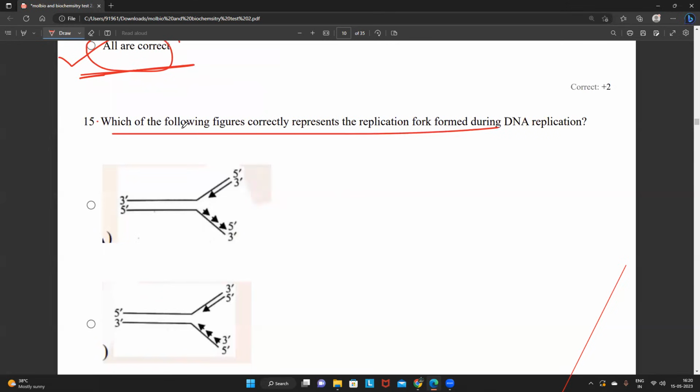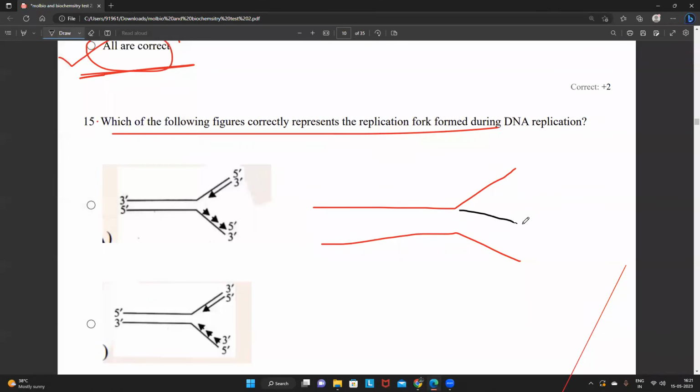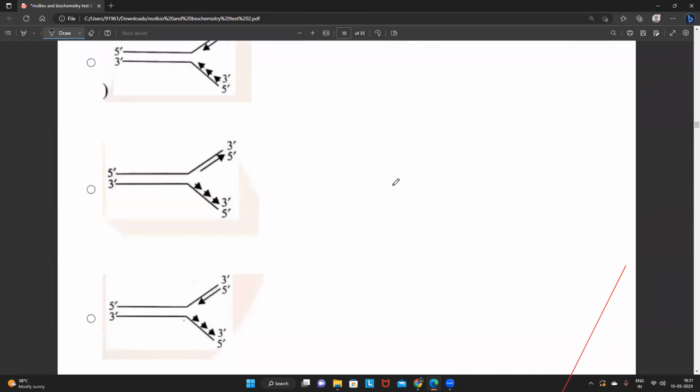Which of the following figures correctly represents the replication fork formed during DNA replication? How many times have I told you? Friends, one strand will always move towards the replication fork. Suppose this is the replication fork. What about the other strand? It is coming away from the replication fork. But what is the common point? Both will be synthesized in the 5' to 3' direction only. Correct? Do not get confused.